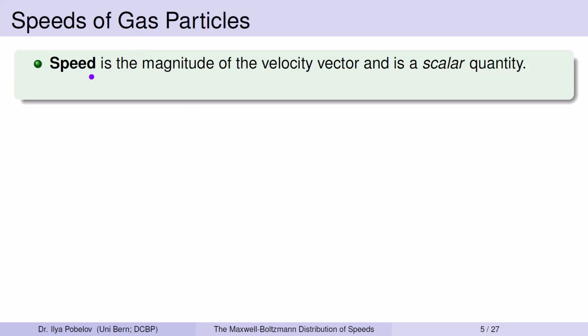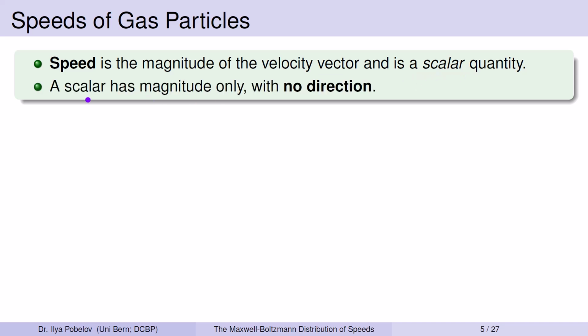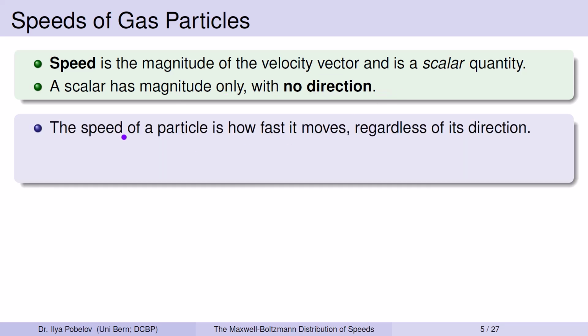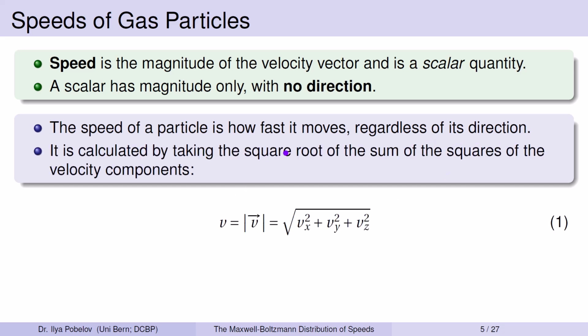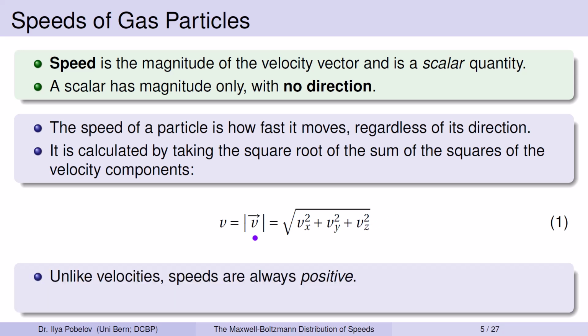On the other hand, speed is the magnitude of the velocity vector and is a scalar quantity. A scalar has magnitude only with no direction. The speed of a particle is simply how fast it moves, regardless of its direction. It is calculated by taking the square root of the sum of the squares of the velocity components. Unlike velocities, speeds are always positive, and therefore they can never average to zero.